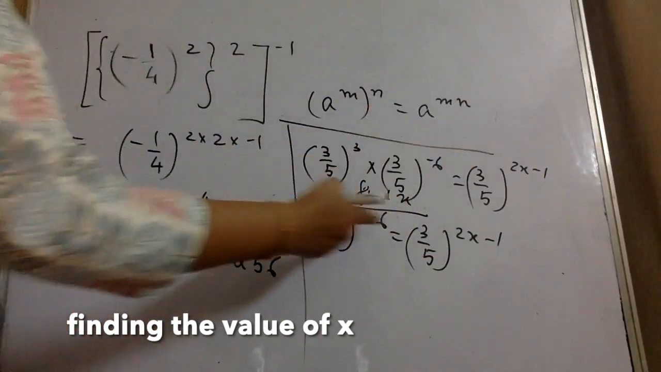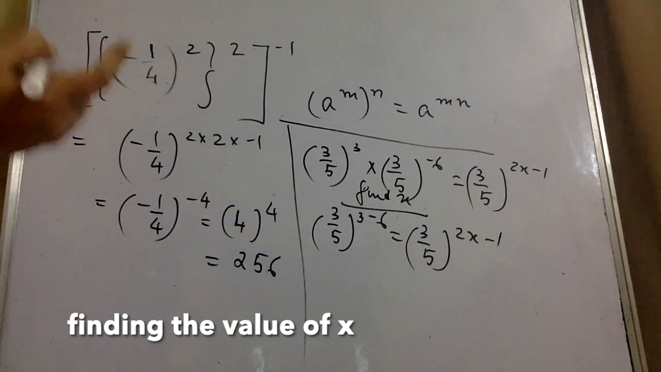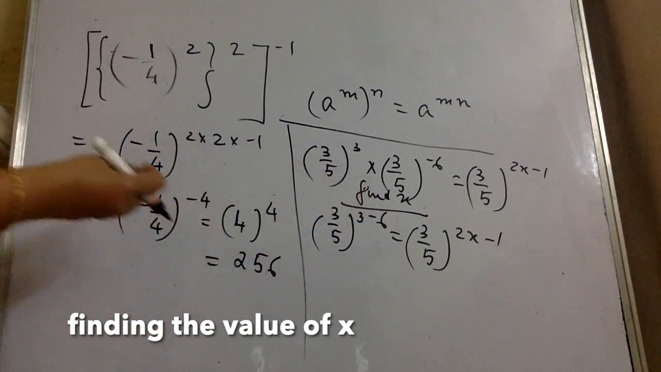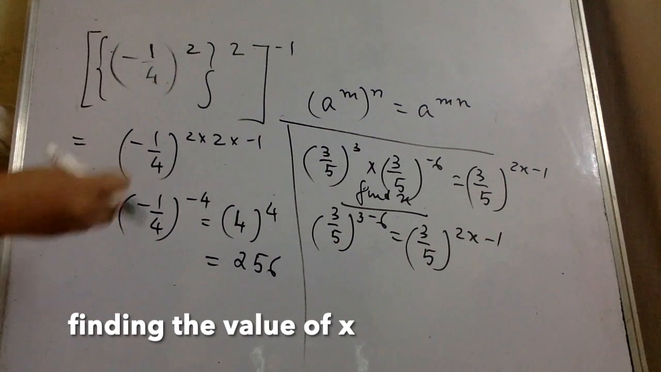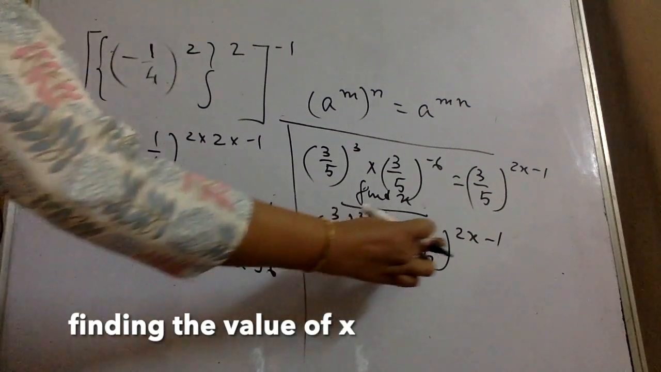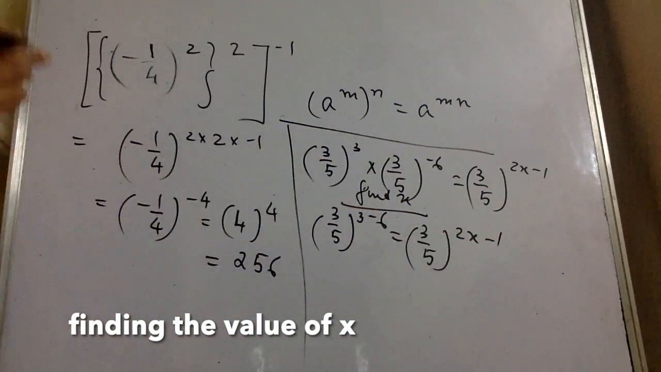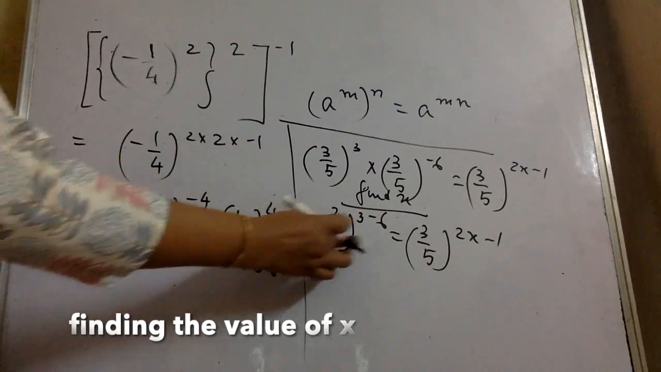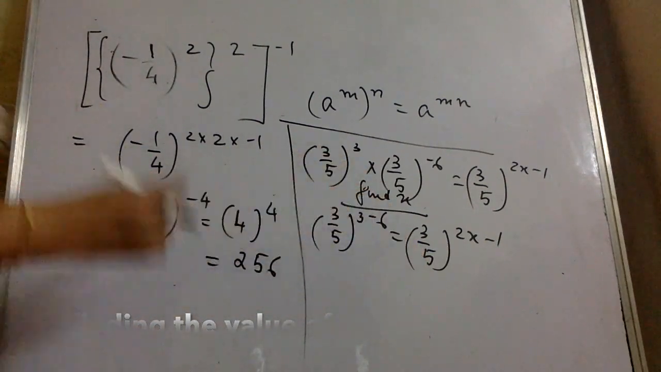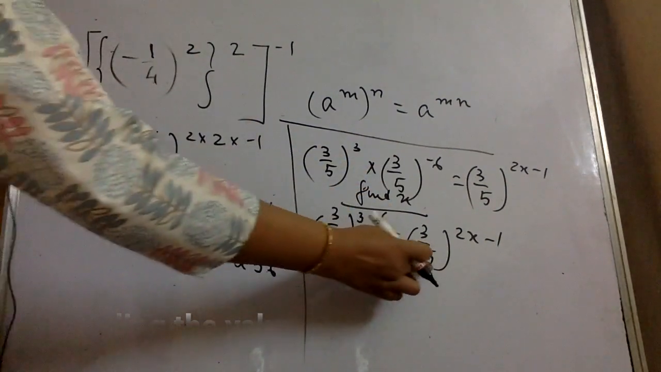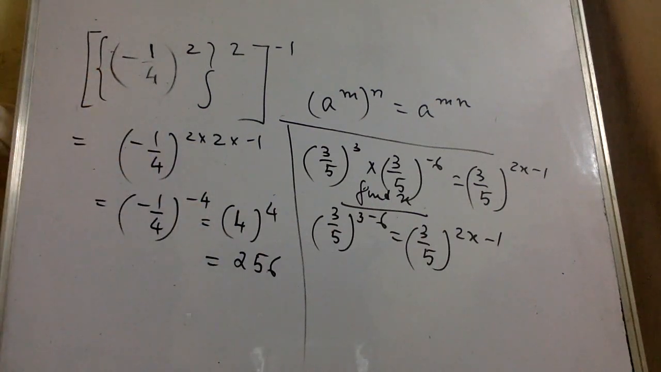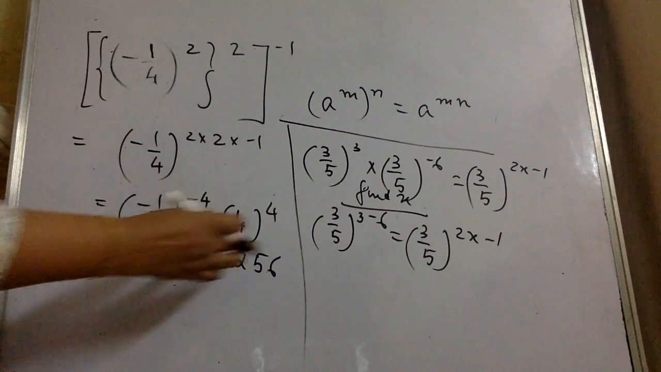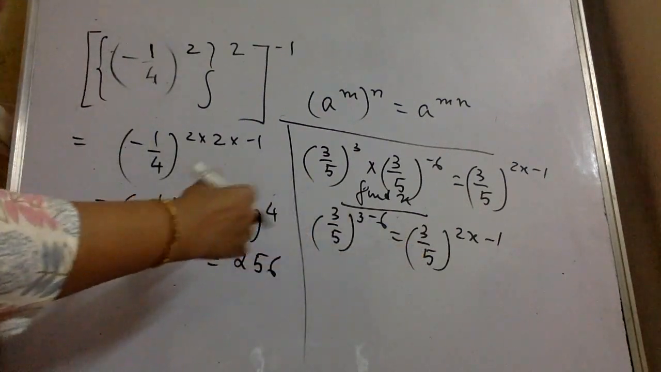X is here, not this side. There will be some sums where you'll get the x this side also. Now, the idea is this: if the two exponential numbers are equal because of the equal to sign, and the bases are also equal, then the powers must be equal. That is the logic we use here. Okay, so since the bases are equal, now we can equate the powers.